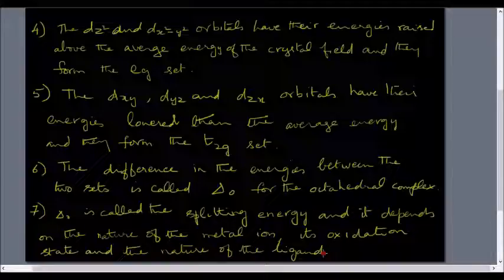Now you see the last point that is noted there: del O is called the splitting energy, and it depends on the nature of the metal ion, its oxidation state and the nature of the ligand. Some ligands cause greater amount of splitting and del O values will be larger, and some ligands cause lesser amount of splitting and their del O values will be less.